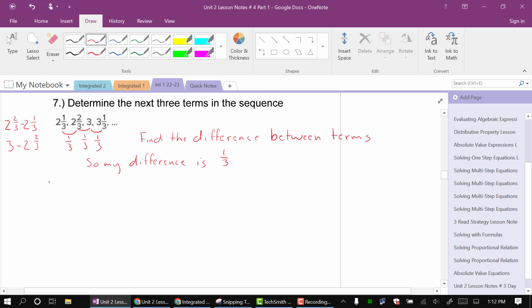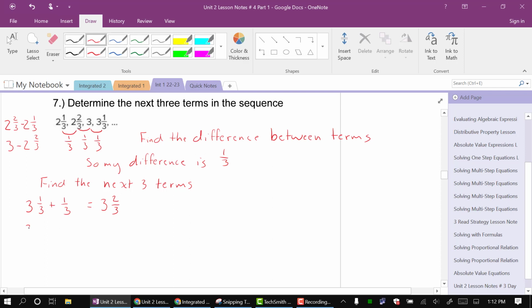Find the next three terms. I'm going to start off with my last term that I have, which was 3 and 1/3. I'm going to add another 1/3 to that. So add my numerators, keep my denominators. That gives me 3 and 2/3. So there's my first one.